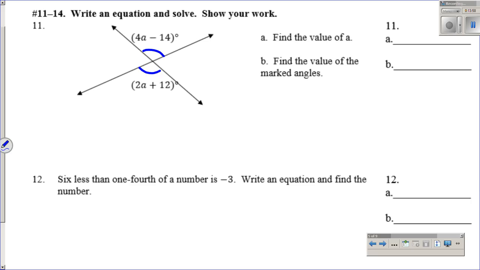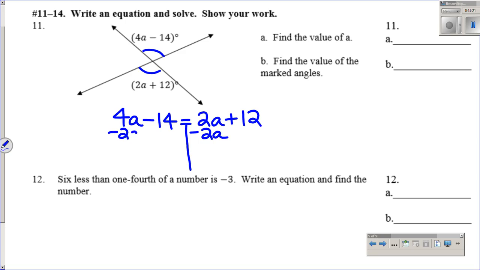So we are able to form an equation by setting the expression 4a minus 14 equal to the expression 2a plus 12. Okay, take a minute to look at the equation. Notice we have variables on both sides. We have a 4a and a 2a, so I'm going to choose to move my smaller one. So I'm going to subtract 2a from both sides of the equation.